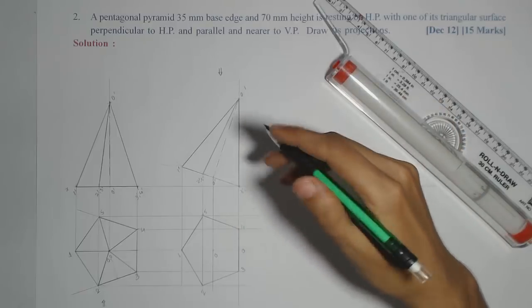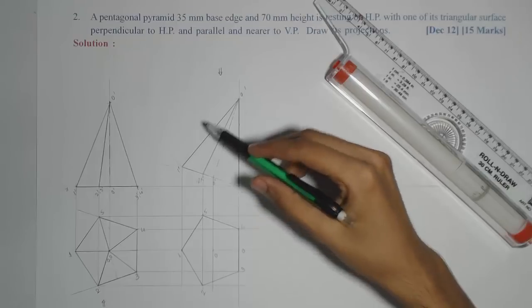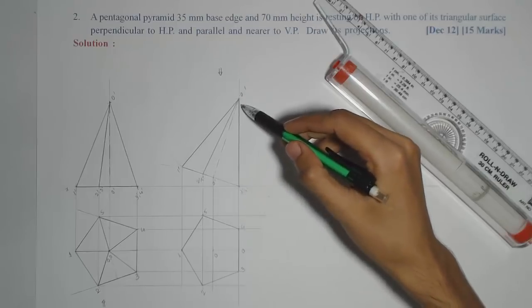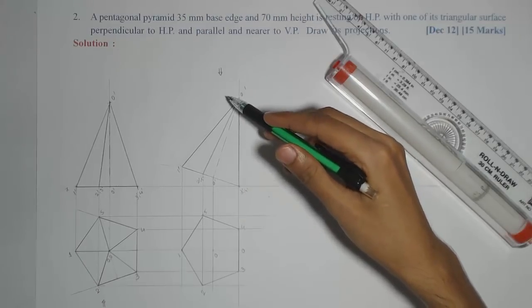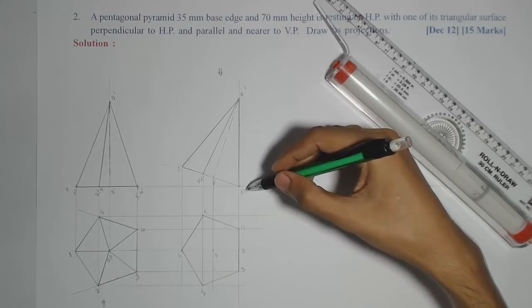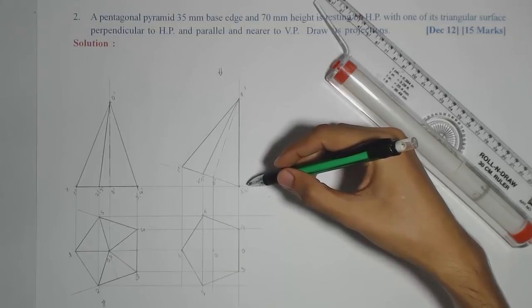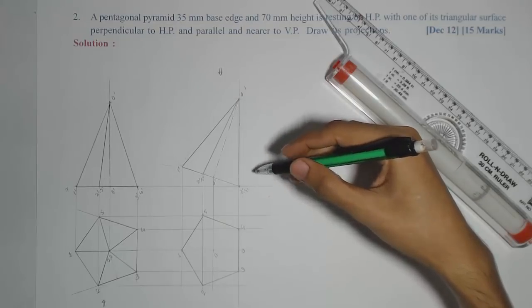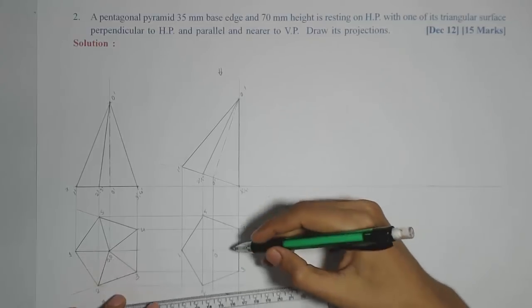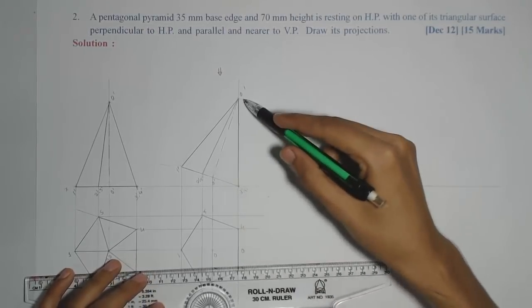So after base, we will see the slant edges. Out of the slant edges, 1 dash O dash and 2 dash 5 dash O dash are nearer to the observer. They should be visible. But since 3 dash 4 dash is the farthest point for the observer, edges starting from 3 and 4 should be light. So first I'll join the visible edges, that is 1 dash to O dash.